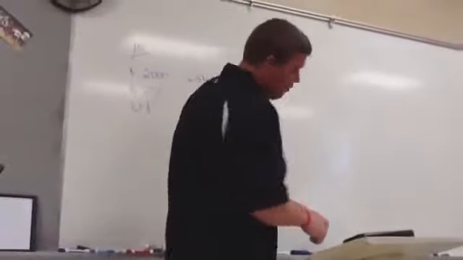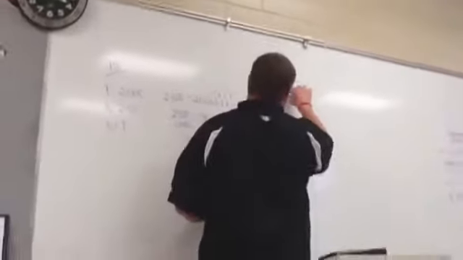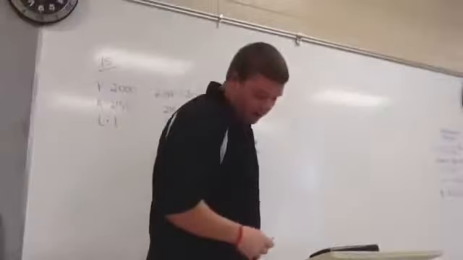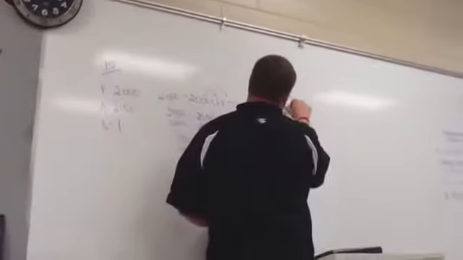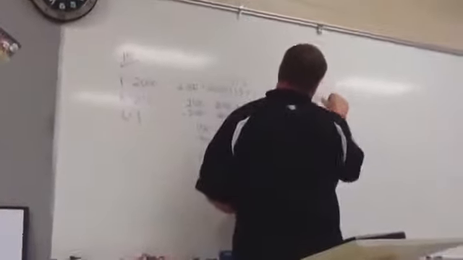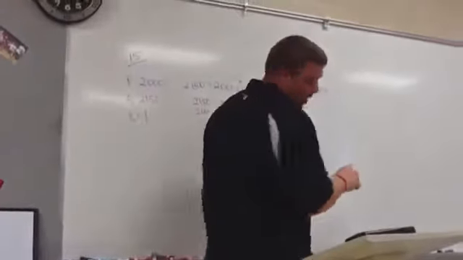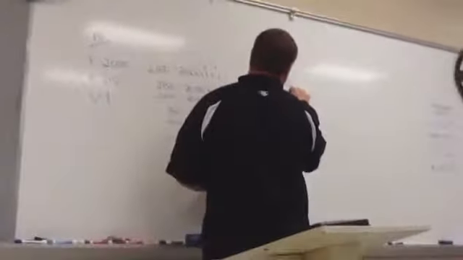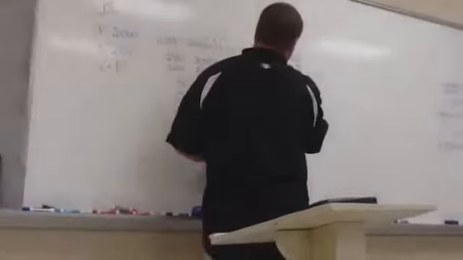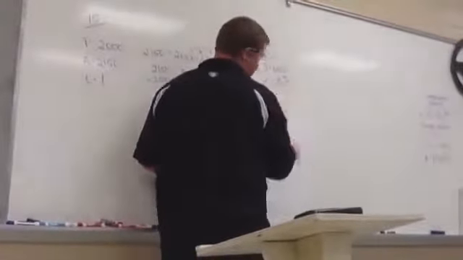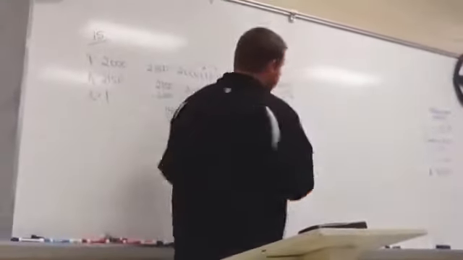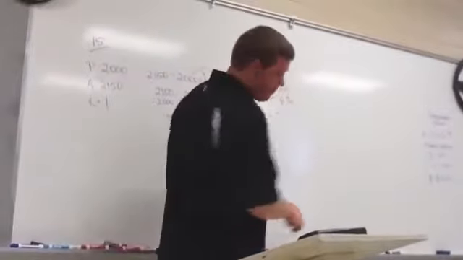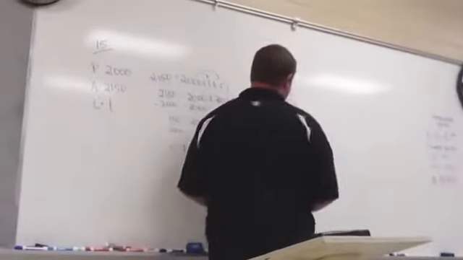So look at 21. In 21 we're actually solving for P. So I know that the amount is 6,000. The rate is 8%. And the time is 1 year. No, it's not, it's 2 years. All right, so I'm looking for P.